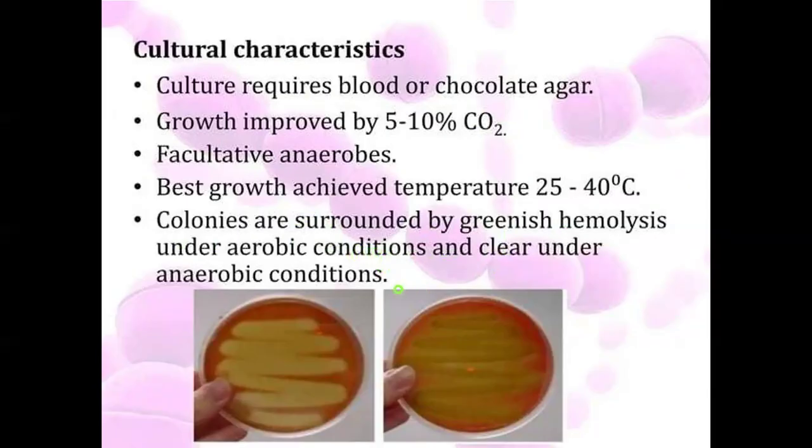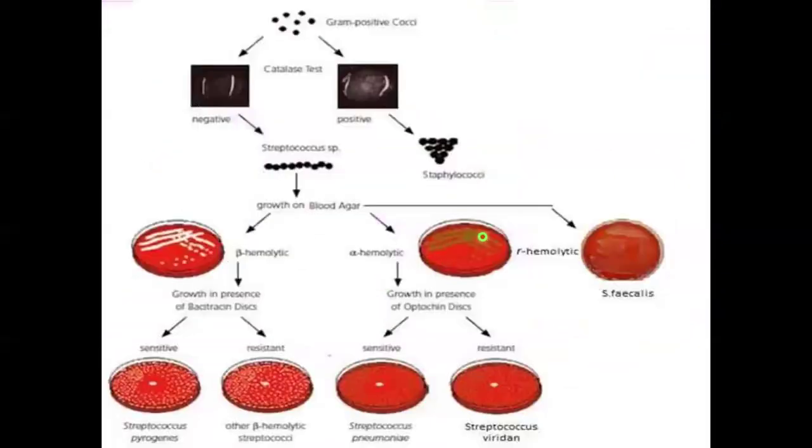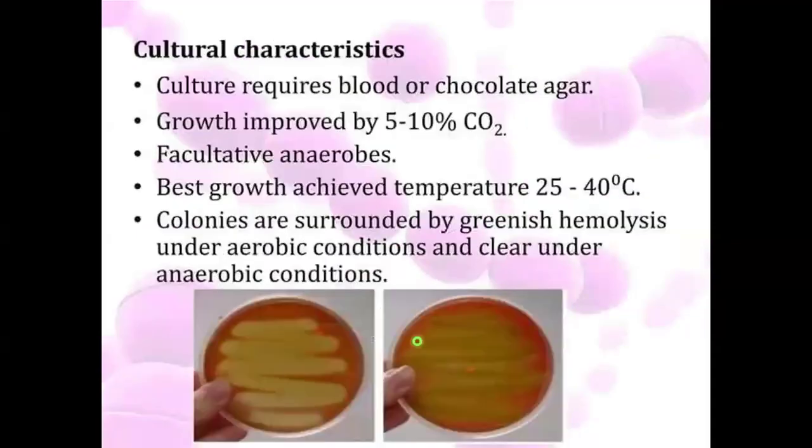So on our table, let's go back to our table here. Pneumoniae is alpha-hemolytic, so it will appear green. And then optochin sensitive. So from this sentence, they're saying colonies are surrounded by greenish hemolysis under aerobic conditions and clear under anaerobic conditions. So in room temperature, there's oxygen, so they'll appear green. But in anaerobic condition, they'll be clear.